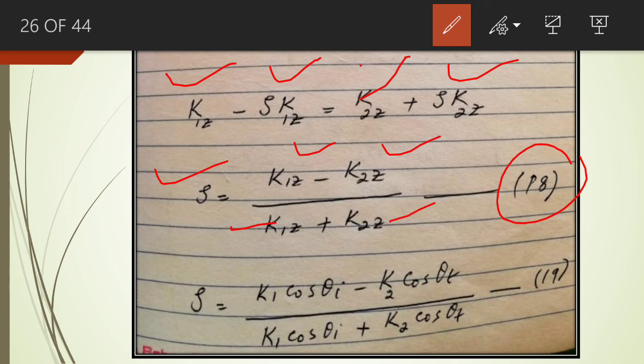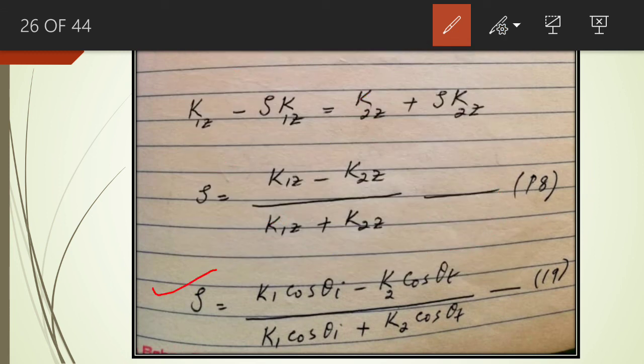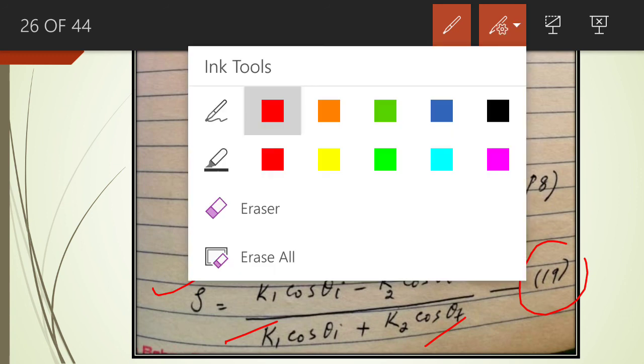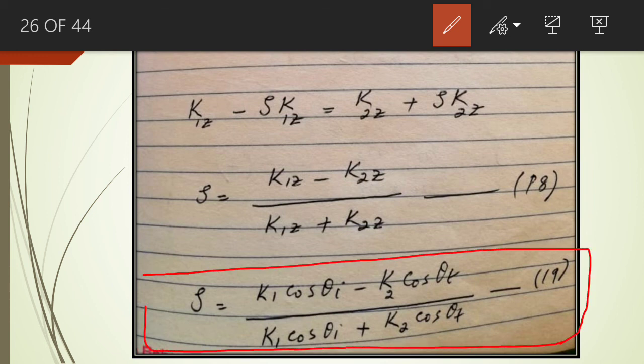And we know that K1z is K1 cos theta i and K2z is K2 cos theta t. So the reflection coefficient in this particular case will be equal to K1 cos theta i minus K2 cos theta t, over K1 cos theta i plus K2 cos theta t. So we consider this equation for normal incidence now. We consider the normal incidence now, and we will expand this equation later on in the second class as well.